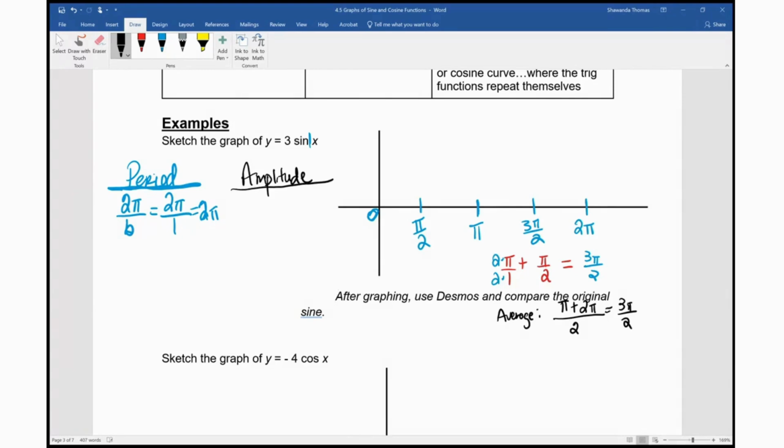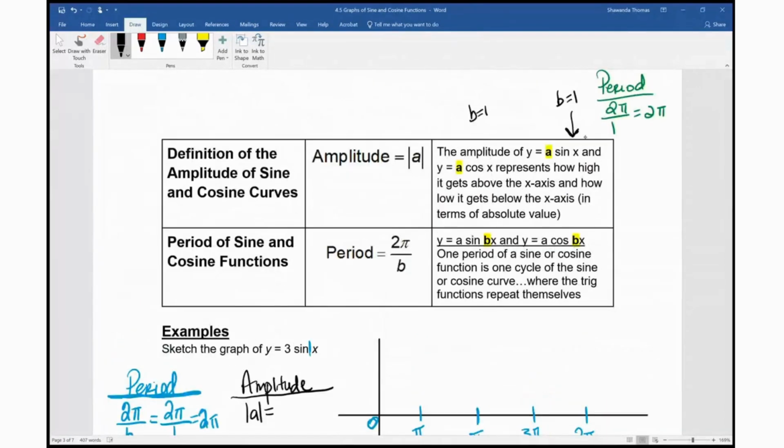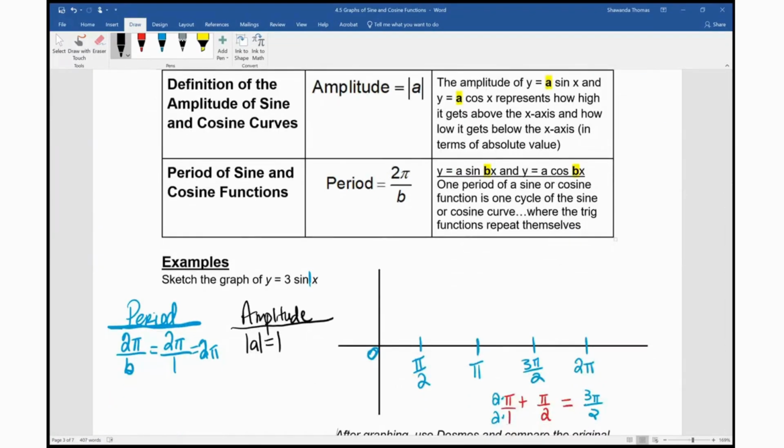Again, that's the absolute value of A. And what is A in this case? Okay. Again, y'all see what we got up here. What is A in our case? 3. So this is not hard at all, is it? The absolute value of 3 is 3. Does everybody understand what absolute value means?